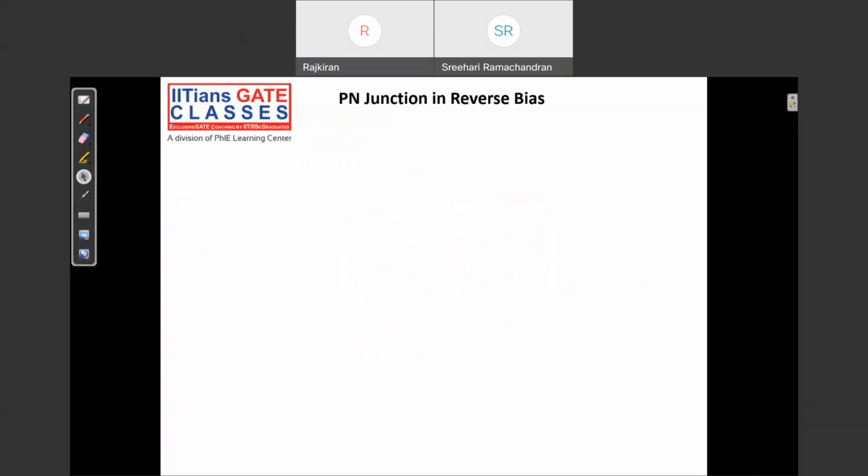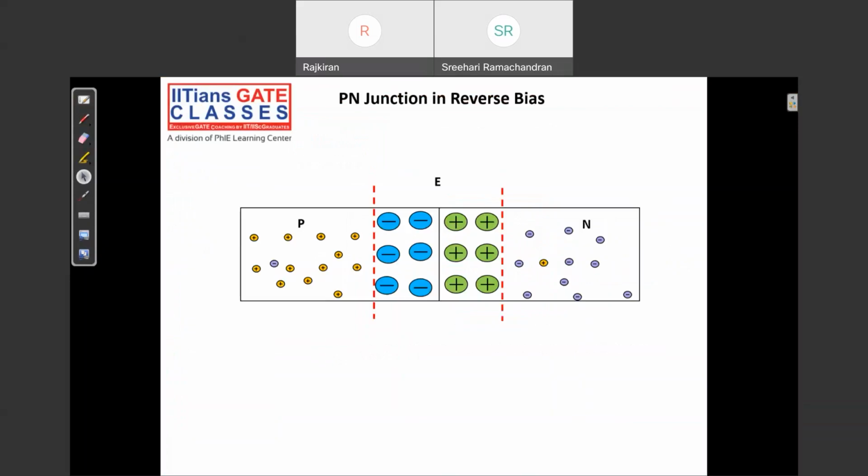Can you see my screen? Okay. So what will happen in reverse bias? In reverse bias, we apply the P type more negative compared to the N type, right? What it will do is increase the external electric field. Earlier the built-in electric field is like this. This is my built-in electric field.